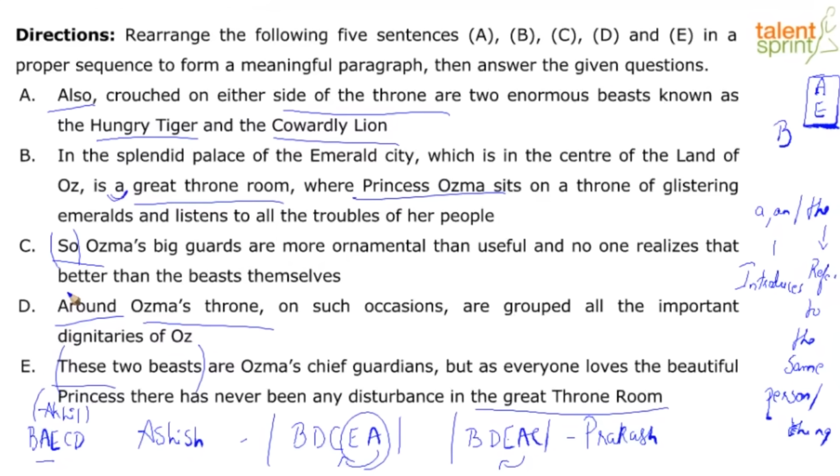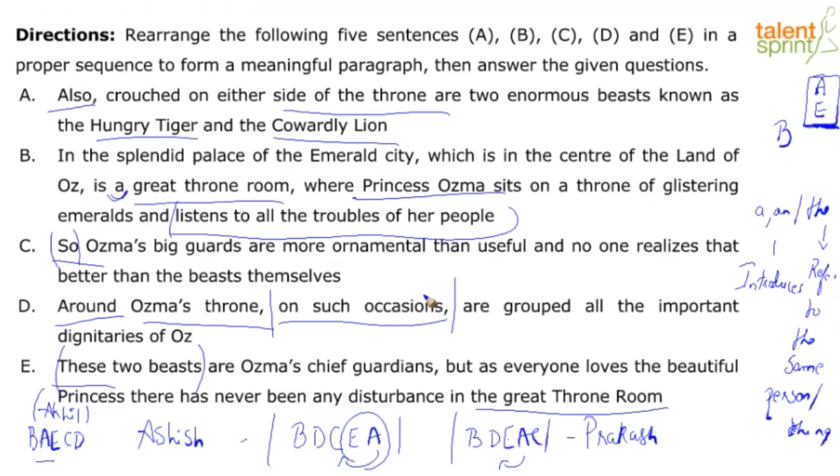Let's look at D. Around Ozma's throne on such occasions. What is that, on such occasions? What occasions are they referring to? The only occasion that is referred to is where? Can somebody quickly point that out? The only occasion that is made reference to is in B, the topic sentence. Read the sentence. It says, where Princess Ozma sits on a throne of glistering emeralds and listens to all the troubles of her people. Now, on such occasions makes reference to that. Right?